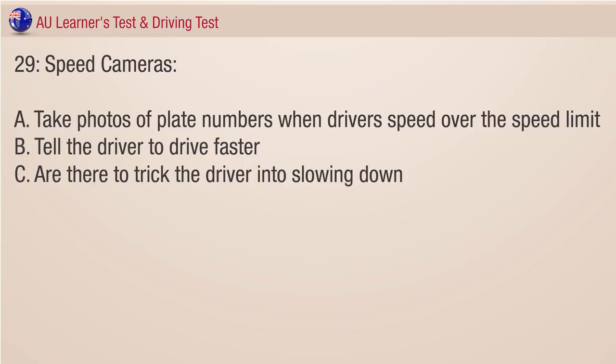Question 29. Speed cameras: A. Take photos of plate numbers when drivers speed over the speed limit. B. Tell the driver to drive faster. C. Trick the driver into slowing down.